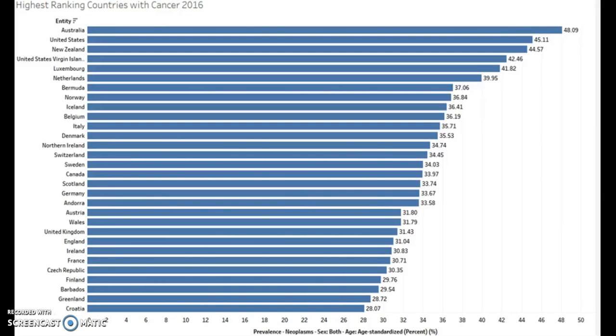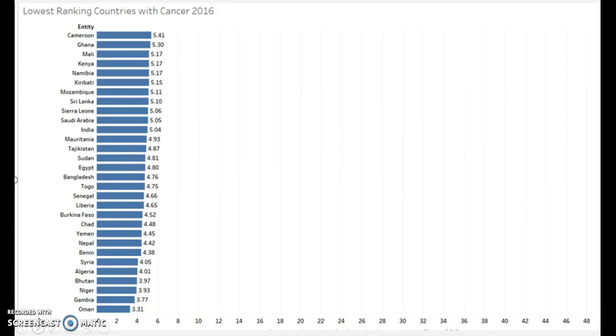Here's a bar graph that I was able to create using the data that I found on Data World. This is the highest ranking countries with cancer as of 2016. Here we see Australia is the highest with 48.09%, United States, and then New Zealand. Here's another bar graph, but this one shows the lowest ranking countries with cancer in 2016. So here if we look towards the bottom, we'll see the lowest ranking countries are Oman, Gambia, and Niger.